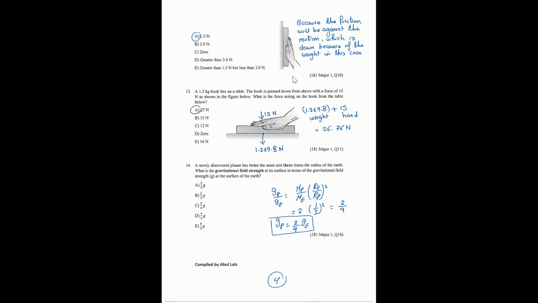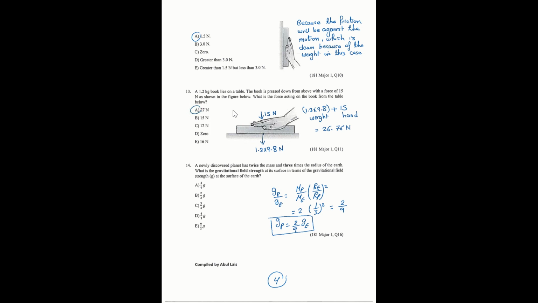Now remember that friction is always opposite to the motion, and if you remove your hand, this block will move downwards because it will be affected by its own weight. So how to prevent this motion is by friction, right? And this friction will be upward, so it will be again 1.5 newtons.